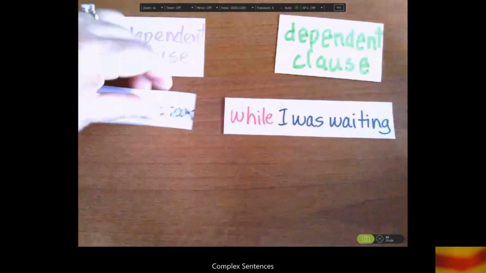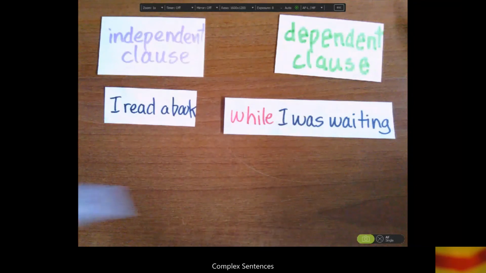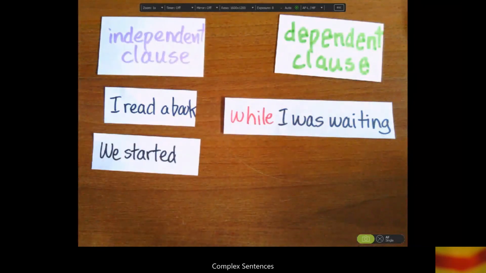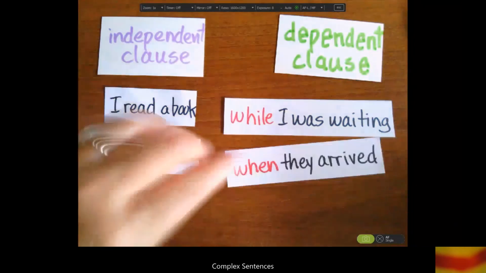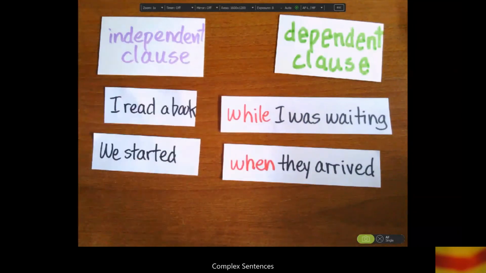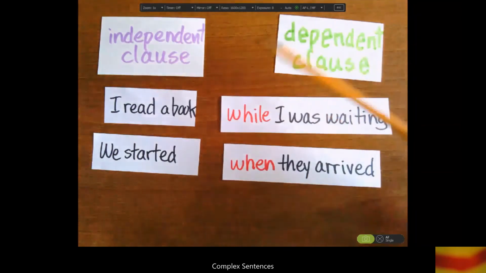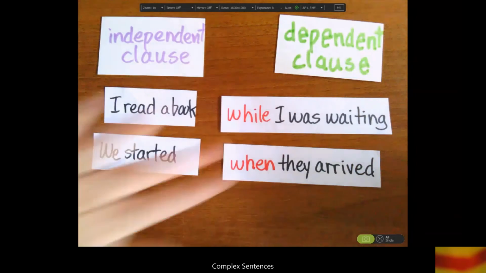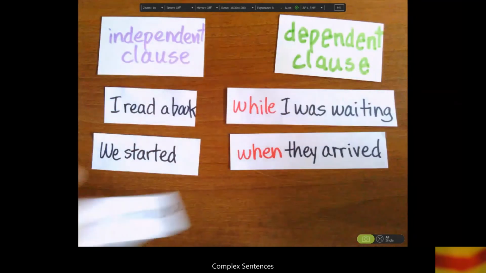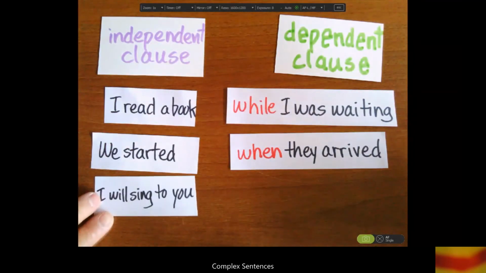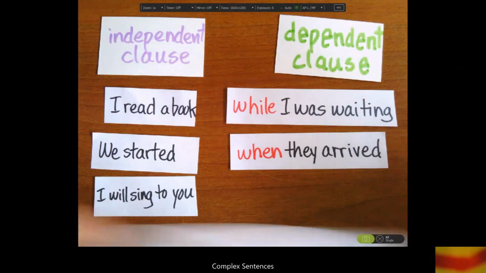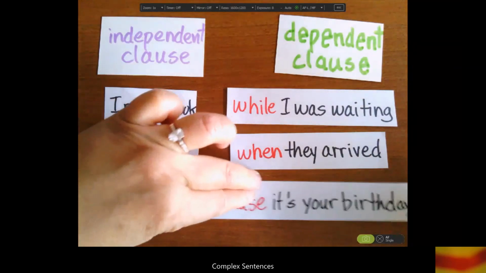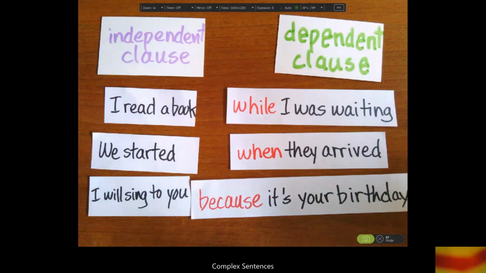Let's take a look at some other sentences. We started, that's a complete thought. When they arrived is not a complete thought. Do you see how that's a package deal? Independent clause, complete thought, with a dependent clause, an incomplete thought. Last example, I will sing to you, a complete thought. Because it's your birthday, an incomplete thought.